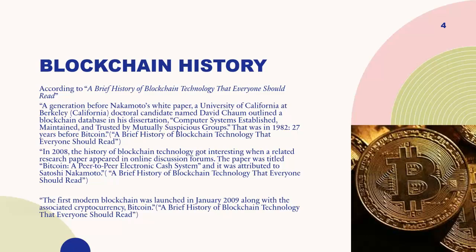Another quote from there says, in 2008, the history of blockchain technology got interesting when a related research paper appeared in online discussion forums. The paper was titled Bitcoin: A Peer-to-Peer Electronic Cash System, and it was attributed to Satoshi Nakamoto. And then lastly, it says the first modern blockchain was launched in January '09 along with the associated cryptocurrency Bitcoin. So it was started in 1982, and then by '08 we saw maybe the first modern version of it.